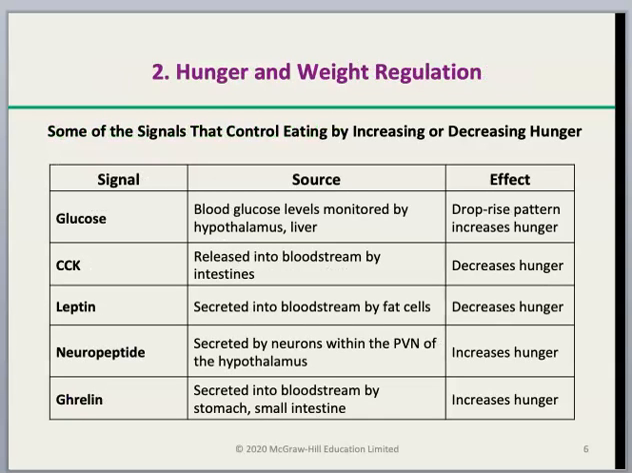This chart is in your textbooks on page 392, and it talks about all the different signals that your brain and your body receive that either increase your hunger or decrease your hunger. We've talked about glucose. We've talked a little about CCK. Glucose, remember that it increases and decreases. CCK decreases. And in the next section, we're going to talk about leptin. We're going to talk about the other two as well. But just remember that this is the chart that you're expected to know, and the sources and the effect on your feelings of hunger or fullness.